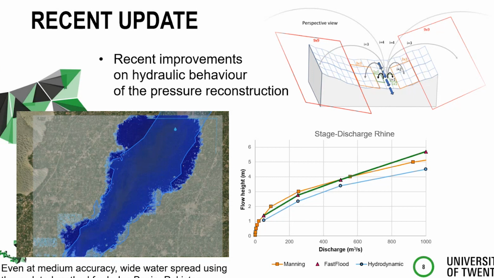Finally, we did a lot of comparisons between stage discharge relationships where we have a bit better elevation data. So this is for the Rhine on the bottom right. You see that compared to other tools, so Manning's relationship or hydrodynamic modeling, we get also then excellent stage discharge behavior for such a rapid tool especially.